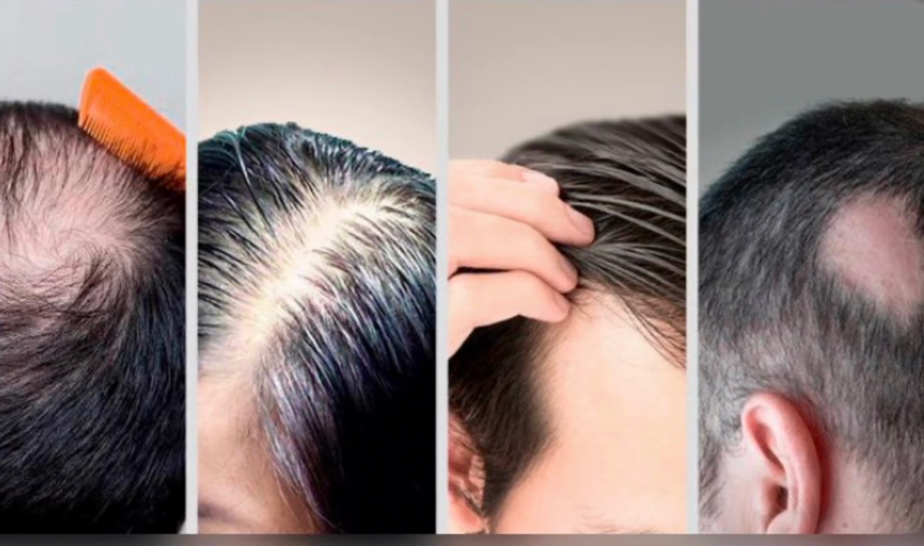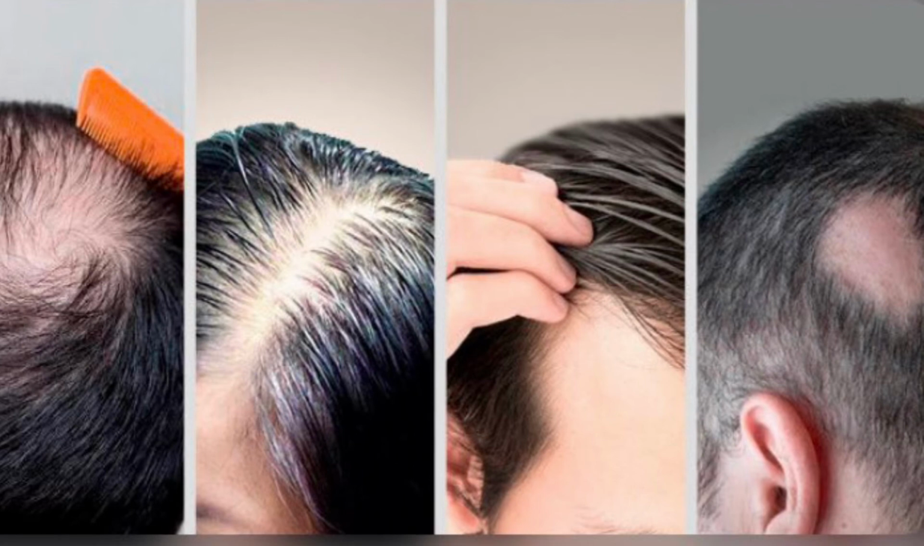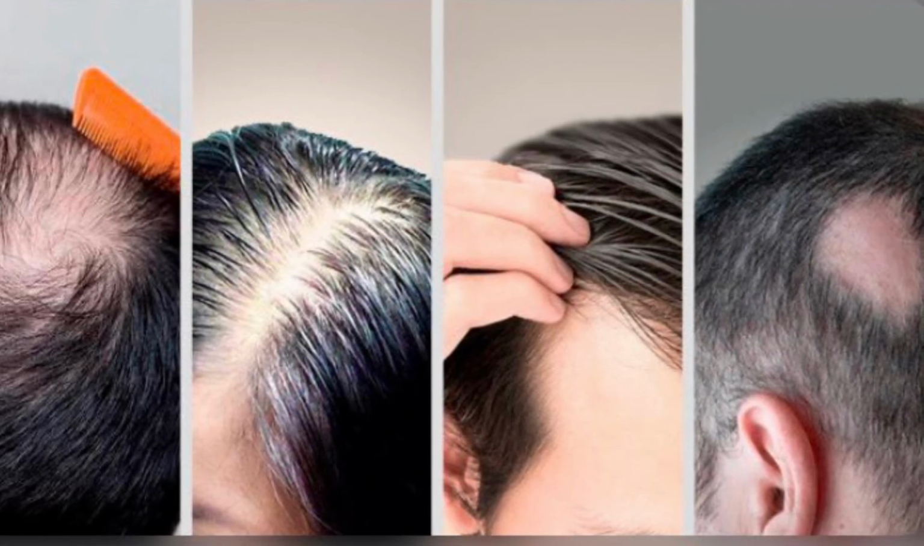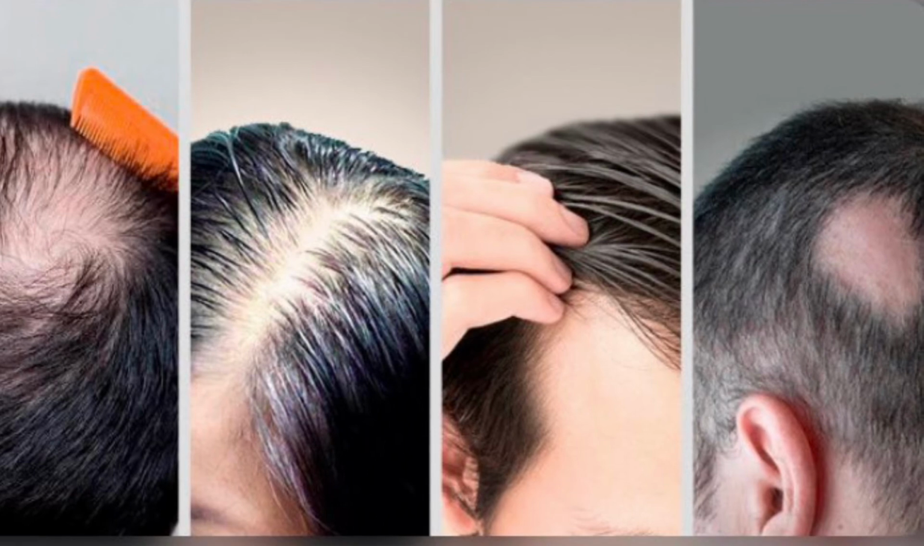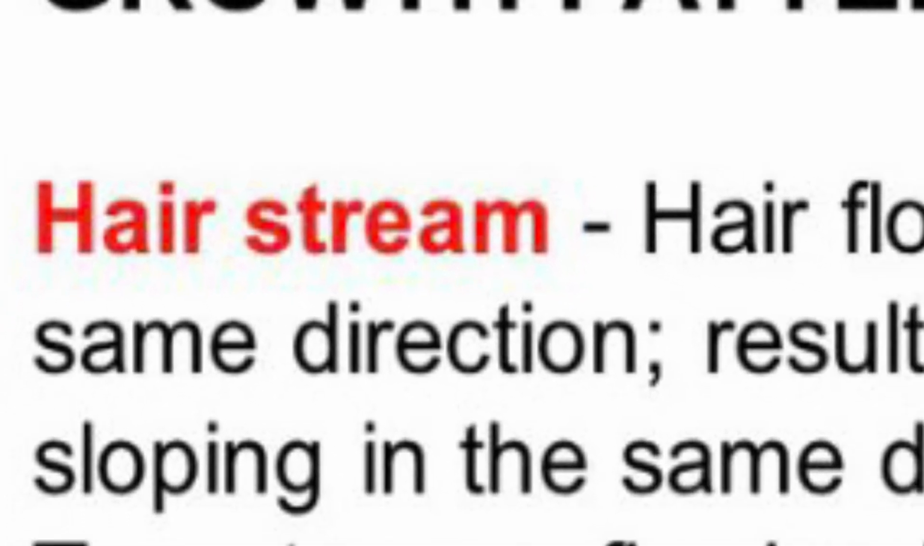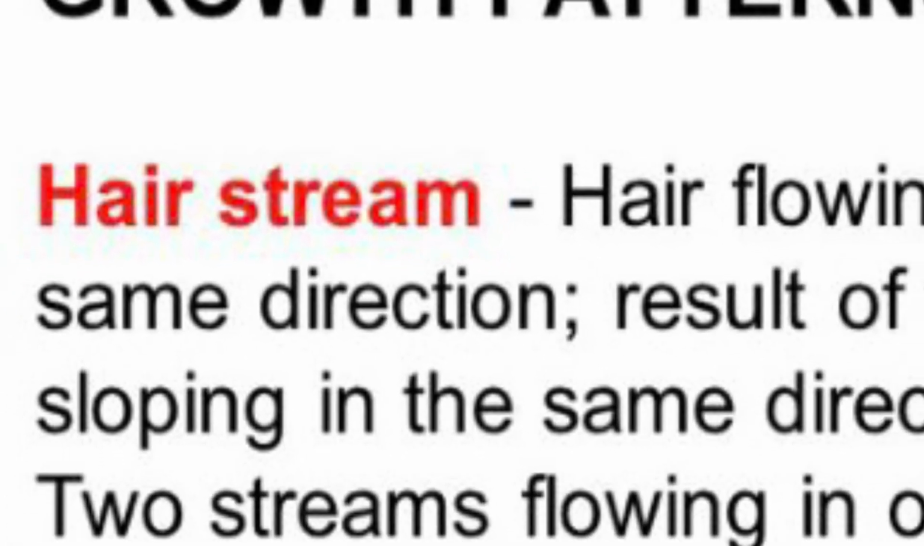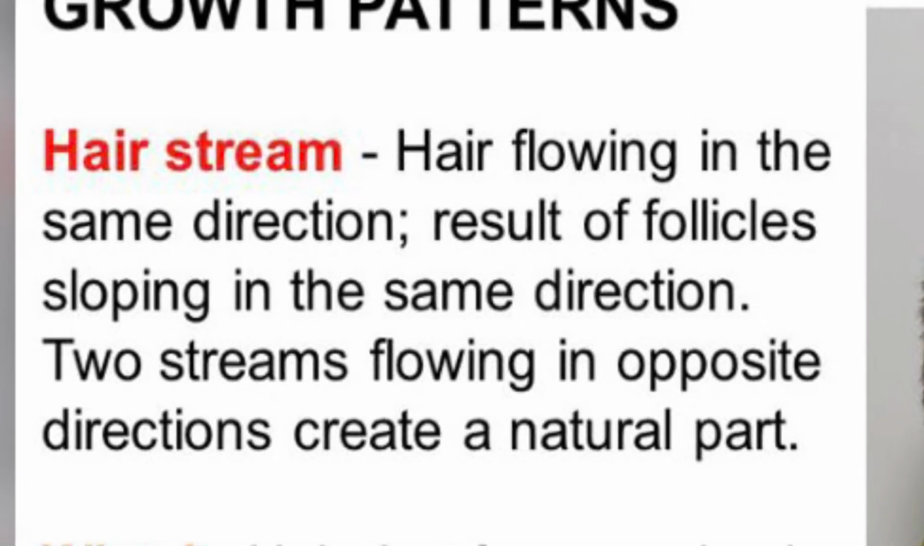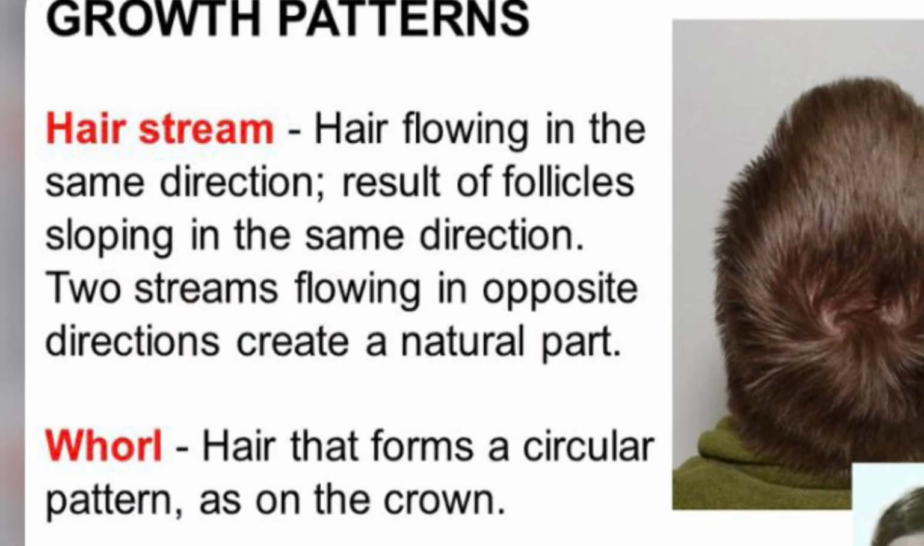Growth patterns that result in creating hair streams and cowlicks are determined by the angle at which the hair emerges from the hair follicle. A hair stream is hair that flows in the same direction. It is the result of follicles being arranged and sloping in a uniform manner. When two streams slope in opposite directions, they form a natural part in the hair.